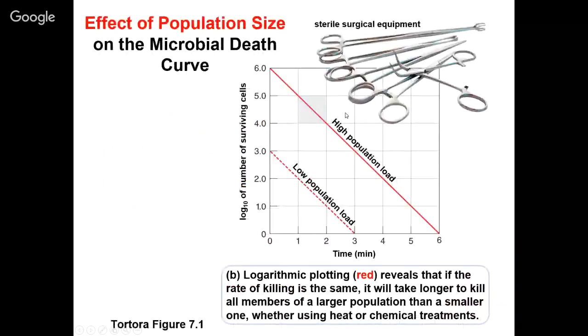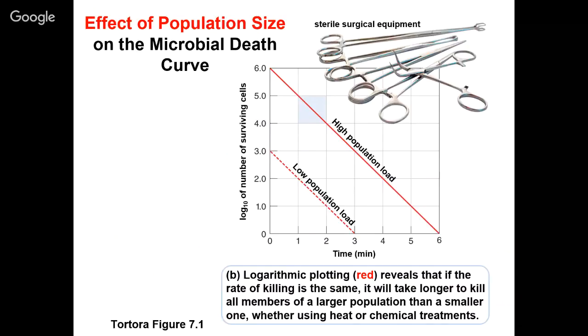Okay, here we go. Someone else take this slide. What's going on in this slide? So look at the slope of these two lines: high population load, low population load. Is the slope the same? Yeah. Okay, what's different then? The amount, the population.